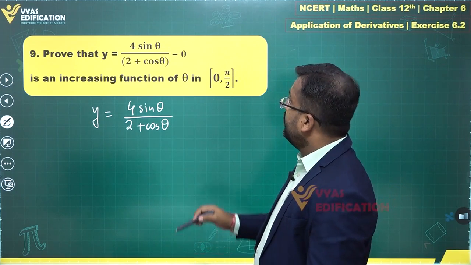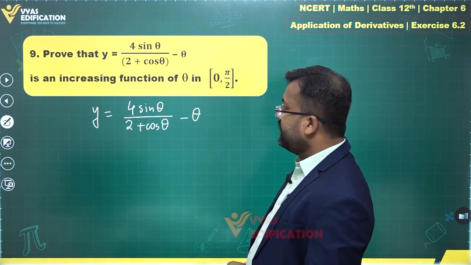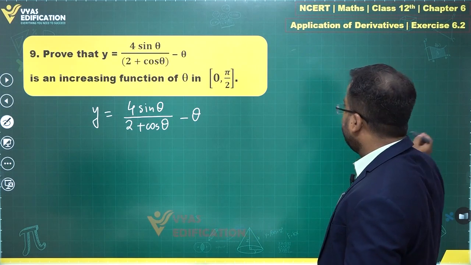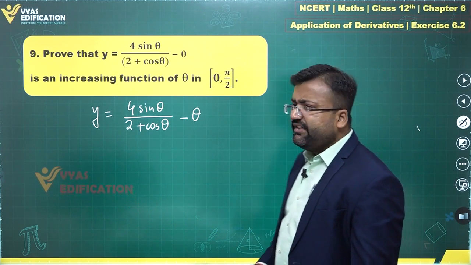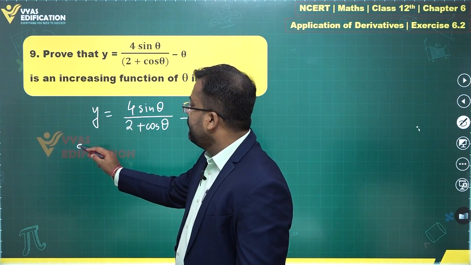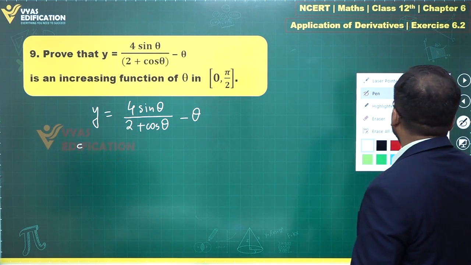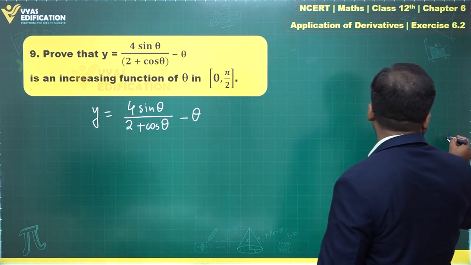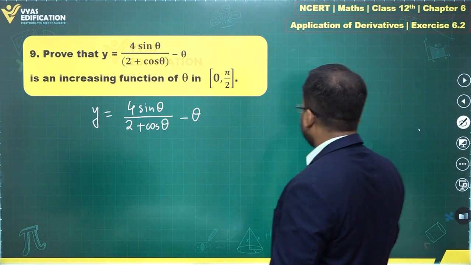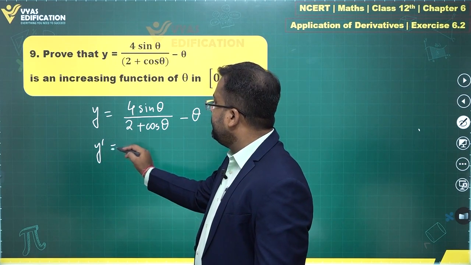Minus theta is also there. Can we find the derivative? Yes, we can find the derivative very easily. How will we find it? The derivative does not seem very difficult. Y prime will be equal to what?